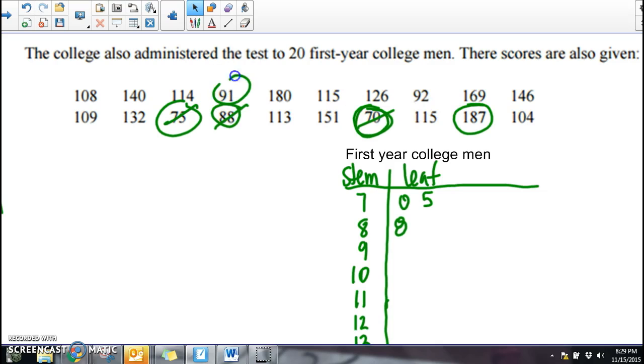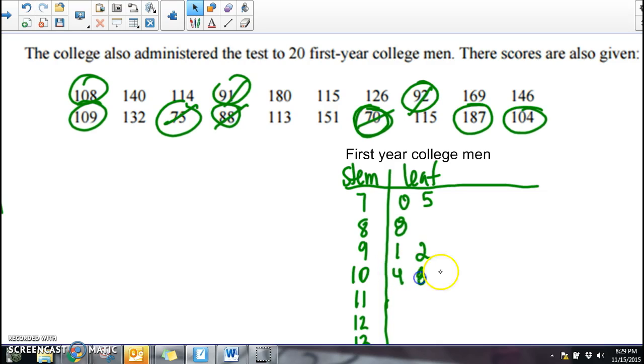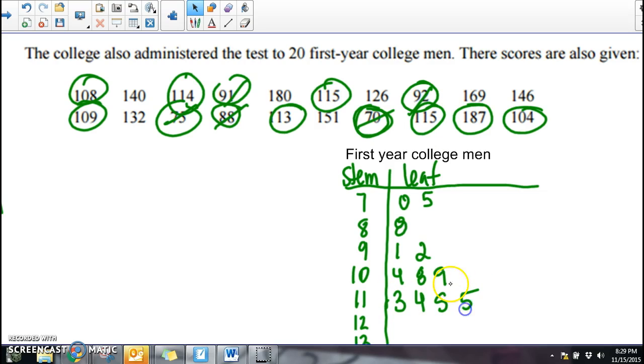We have 91, 92. Looks like that might be it. And then we have 100. So we have 108, 109, 104. So we have 4 comes first, then 8, then 9. We have, let's see, 113, 114, and 2, 115. So 113, 114, and 215.